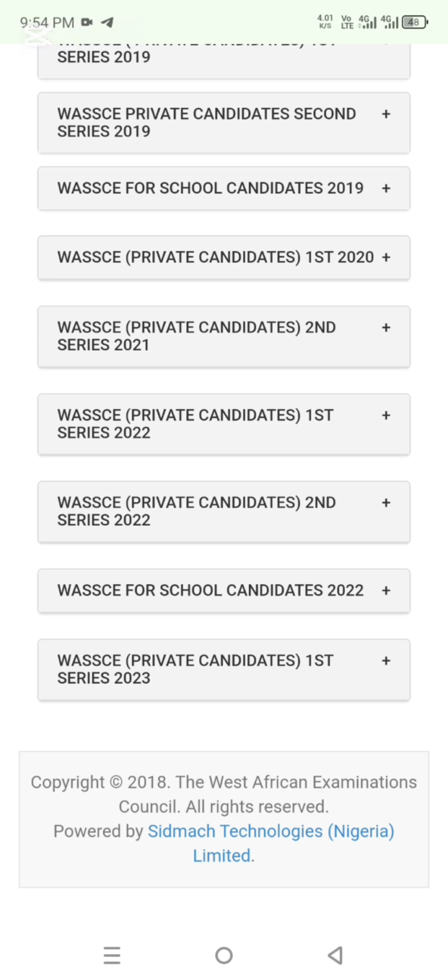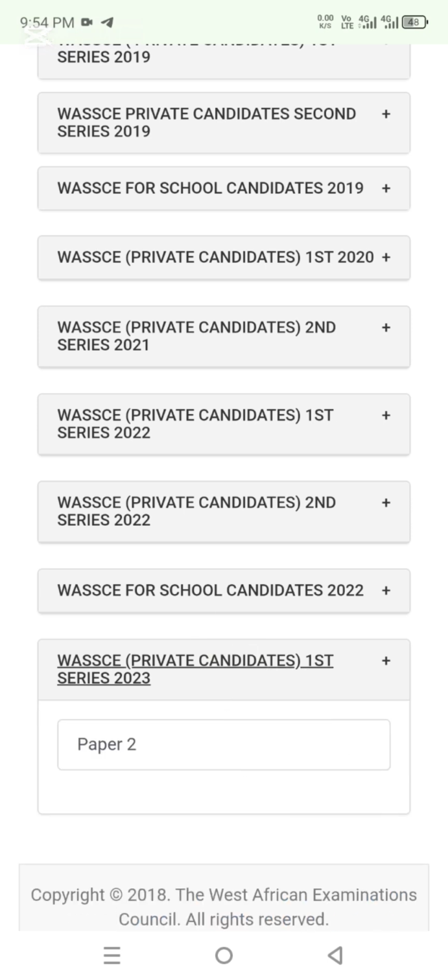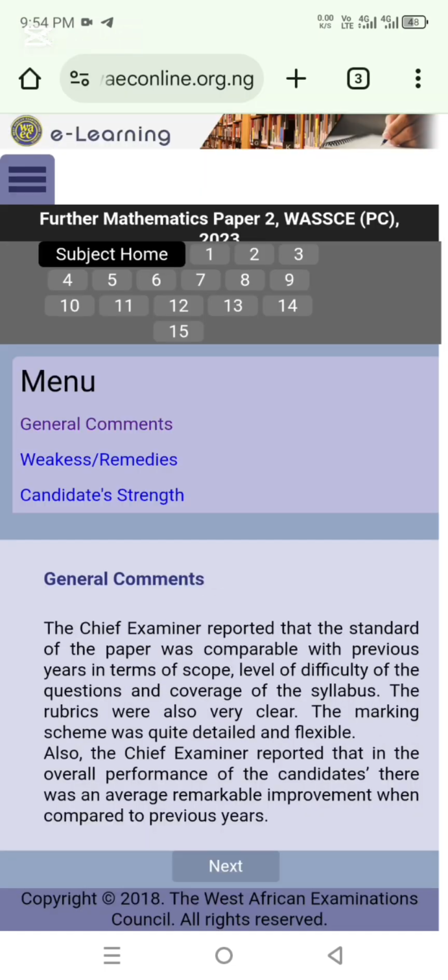So what do you do? What you have to do is to just click on it. After clicking on it, look down, you will see they put paper 2. Where you have paper 2, you also click on it. It will navigate you to a place where you can see further mathematics paper 2 WAEC. This is for 2023.